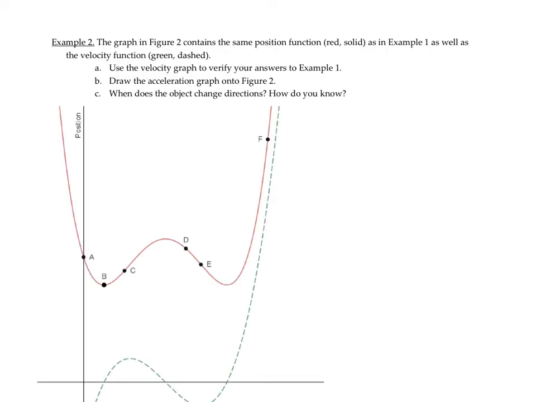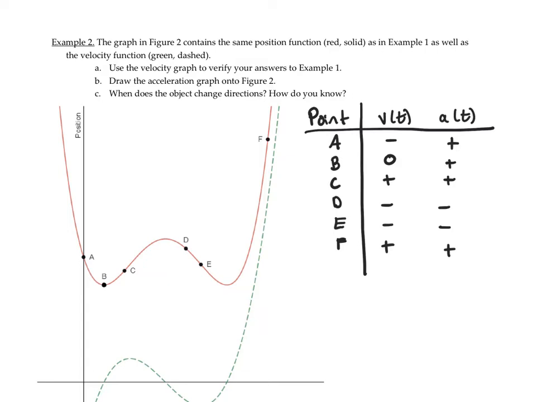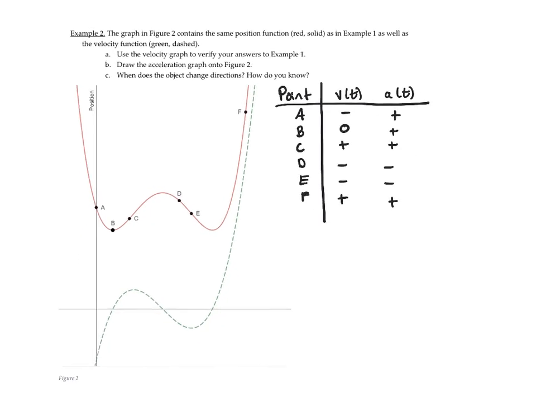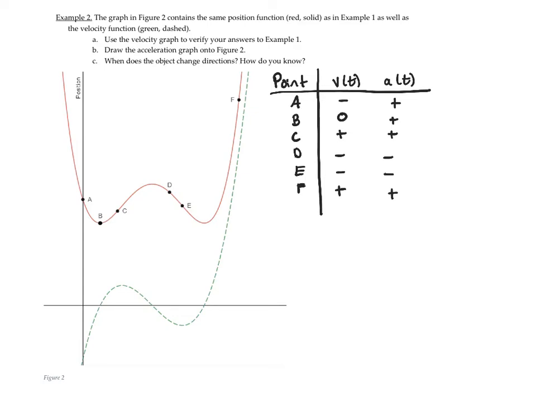So in example 2, we have the same position function, which is our solid red graph from example 1, and we now have the velocity graph, which is the green dashed graph. So what we need to do is verify our answers from example 1. So you might be wondering how this additional velocity information can help me confirm my answers. We're going to take a look at a few things now that we have the velocity graph.